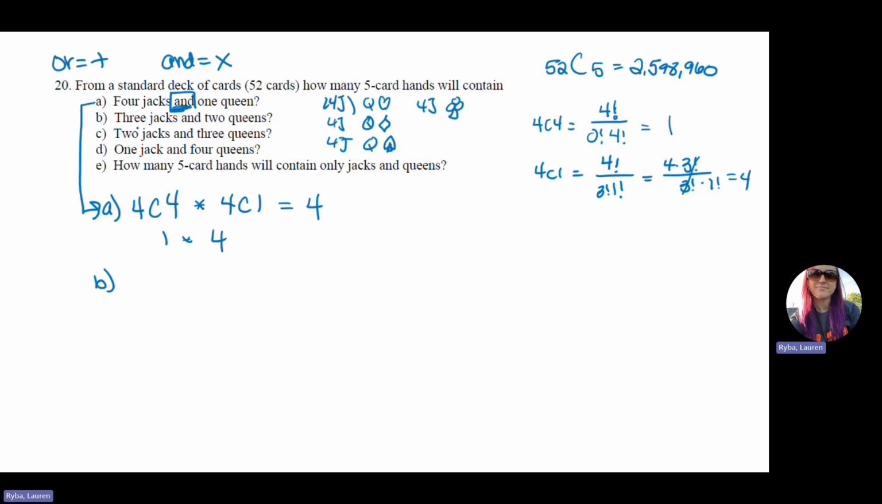All right, I want to get 3 of the 4 jacks. So there's 4 jacks. I want to choose all 3 of them. And so multiply. I want to get 2 of the queens. So there's 4 queens total. I want to choose 2 of them. So 4 choose 3. So 4 is on top. Their difference is 1. And then 3 factorial. That's the same as 4 choose 1. These are identical.